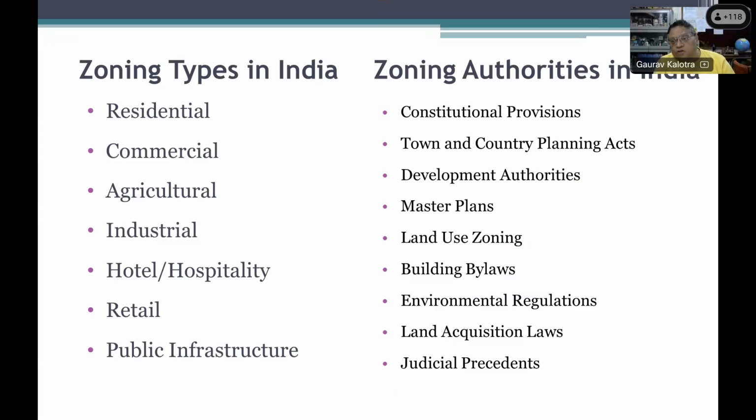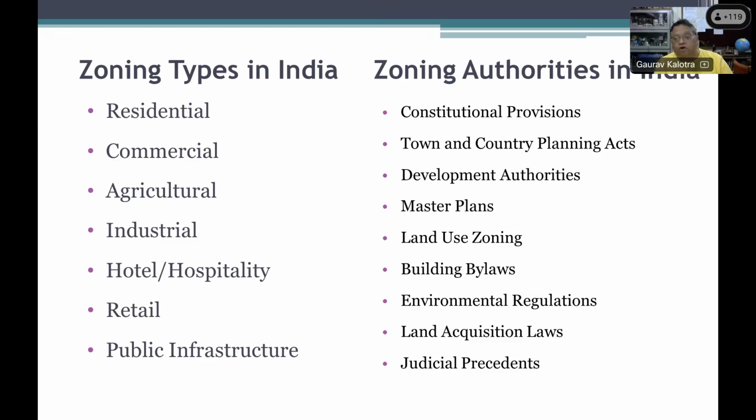Now, which are the zoning authorities in India? Number one, constitutional provisions. You can do zoning by constitutional provisions. Town and country planning acts, development authorities. Like in case of Punjab, earlier we had PUDA, Punjab Urban Development Authority. Then there are district development authorities also. Then there are master plans.